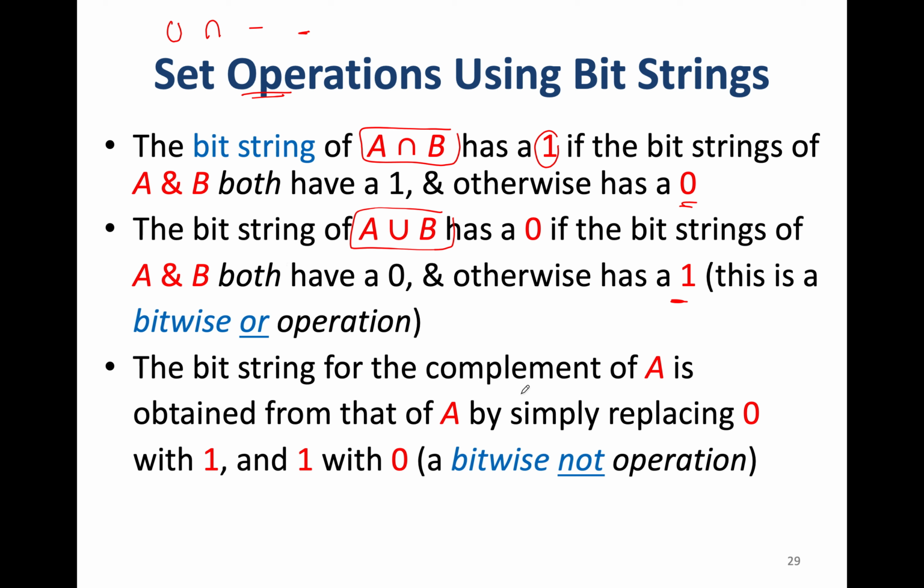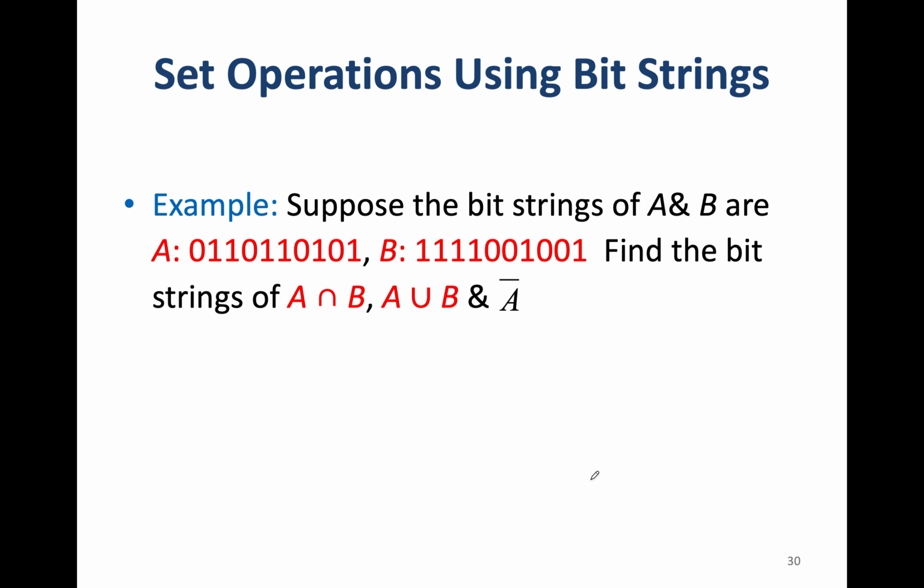The bit string for a complement is whenever it is 1, it will be replaced by 0, and whenever it is 0, it will be replaced by 1. And basically, we are talking about the NOT operation. Let's see this example here. We've got the bit string of A and B, as you can see, 0 1 1 0 1 1 0 1 0 1, and B we have 1 1 1 1 0 0 1 0 0 1. Then we need to find the bit string of A intersect B, A union B, A complement.